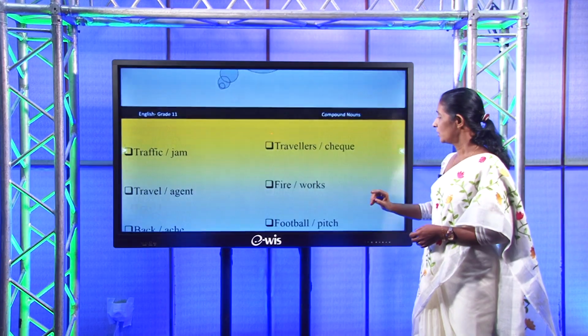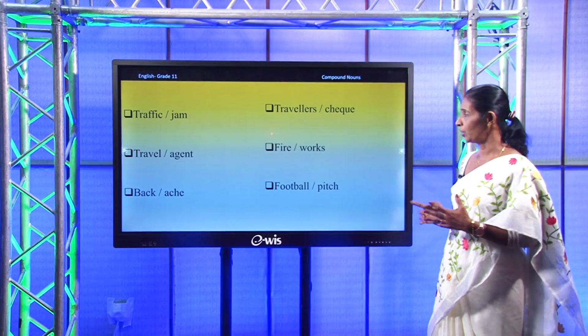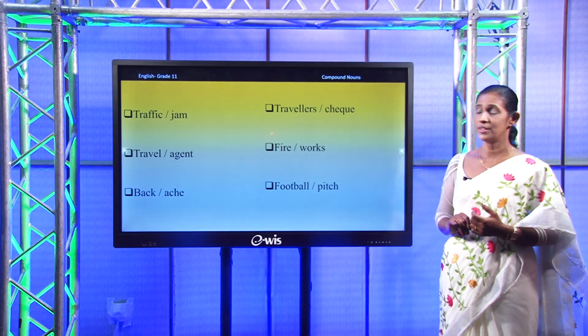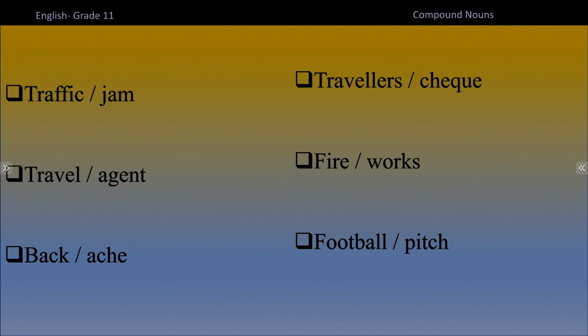Right children, I'm sure we have been talking about compound nouns, and I've told you the parts of speech that we have to use when we are forming compound nouns. And now there are some more for you to read. Shall we just look at them? The first one is traffic jam. Can you just read it to yourself? The second one, travel agent. Third one, backache, traveler's check, fireworks, football pitch.